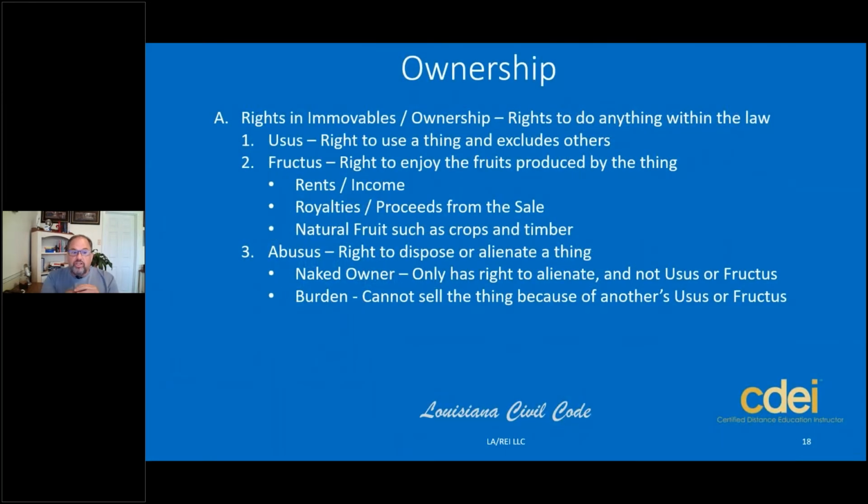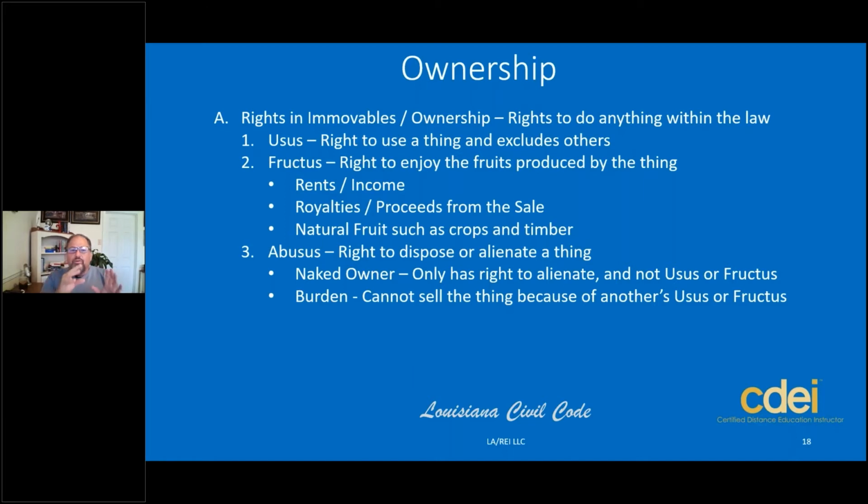Ownership in the Louisiana Civil Code. It's a very easy concept, unlike the common law. Ownership in Louisiana, you've got three terms we're going to look at: Usus, Fructus, and Abusus. Now, when we talk about ownership, we're talking about rights in immovables. Okay, that's ownership. Now, let's go back to immovables and do a quick review.